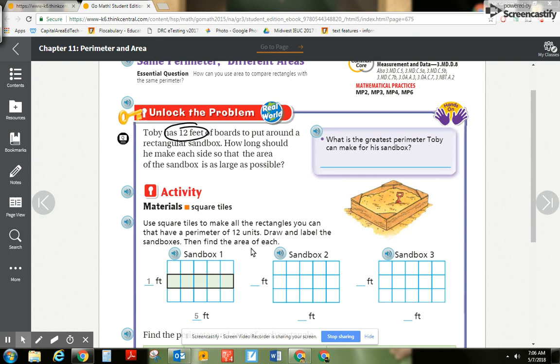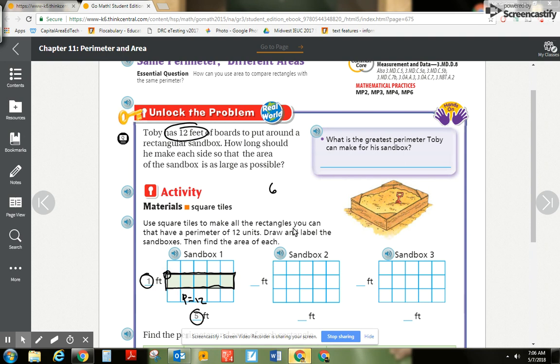So we're going to make a couple of them and then answer a couple of questions. So in this first sandbox, we see that we have a perimeter of 12. 1, 2, 3, 4, 5, 6, 7, 8, 9, 10, 11, 12. So this is a perimeter of 12. Now, since it needs to be a rectangle, we know that half of 12 is 6. We can see the 6 here.